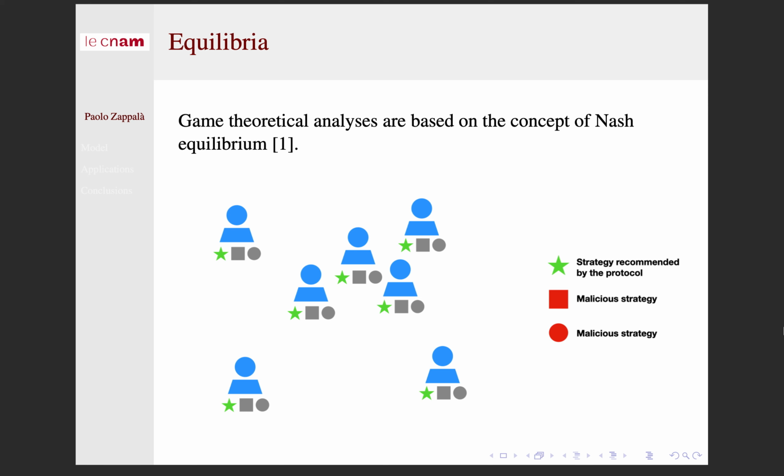We have some players, which represent our users, and every single player has different strategies. One of these strategies is the one that represents the protocol, so it's the one with the green star. The others are different strategies that are by default marked as malicious. So a protocol represents a Nash equilibrium when a single player who is deviating alone is receiving a lower utility. If this happens, this corresponds to a stable solution.